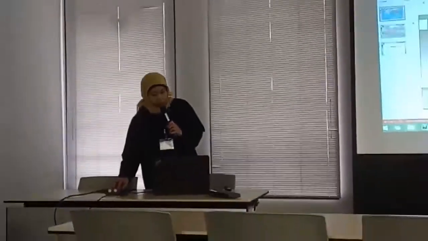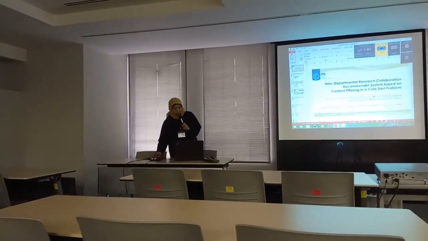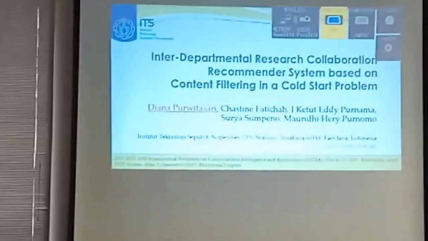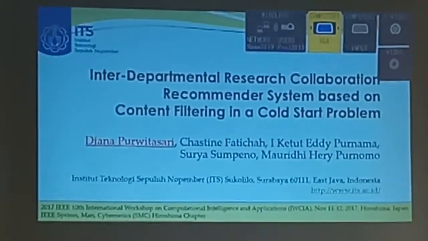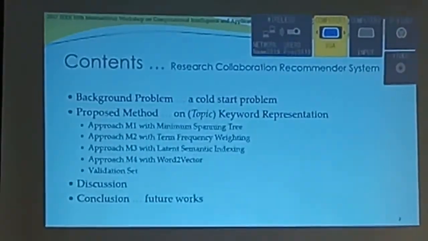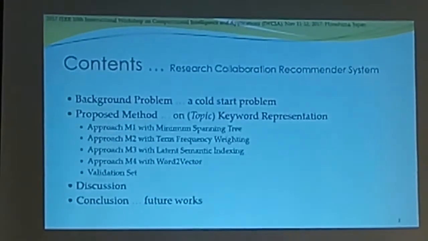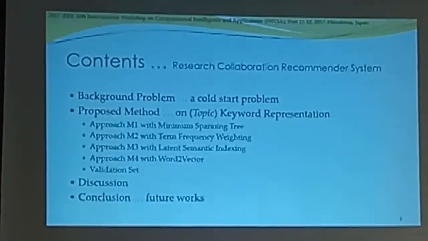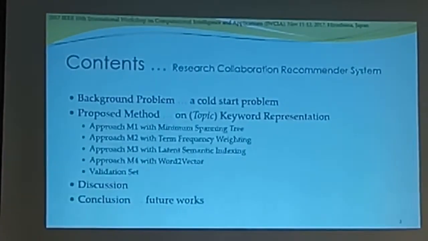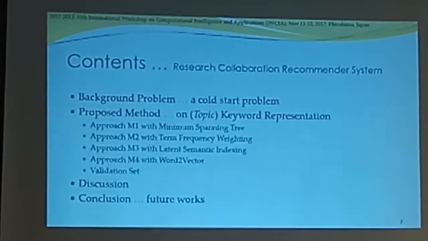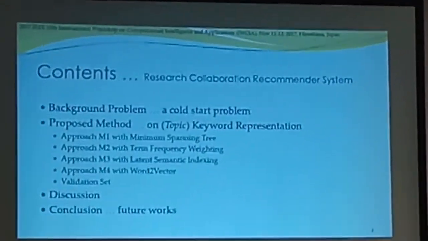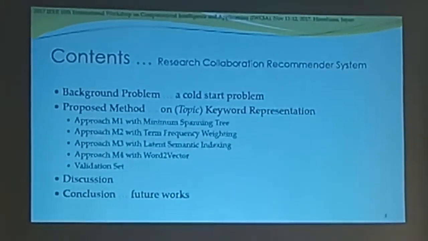So that's the introduction of our laboratory and my research, and then I'm going to present my paper. The title is Interdepartmental Research Collaboration Recommender System based on content filtering in a cold start problem. The content covers the background problem and then the proposed method, and the point is how to make the keyword representation, because for a research collaboration recommender system, identifying the topic is the most important part. In our model, I'm going to compare 4 different approaches: matrix based and graph based, and then the discussion and conclusion.